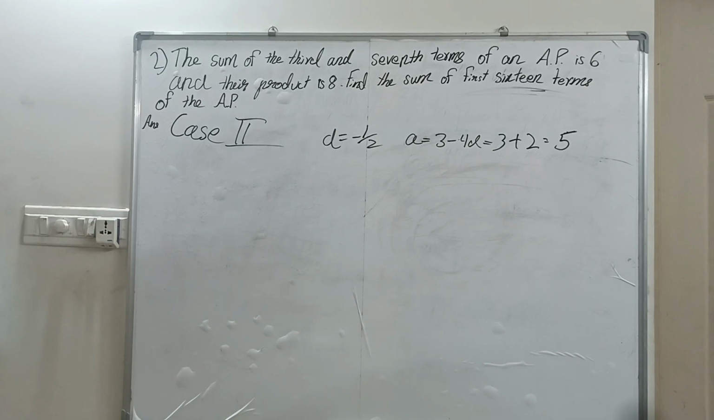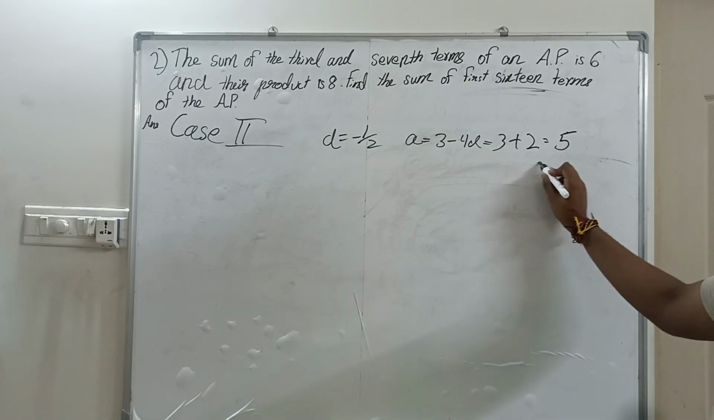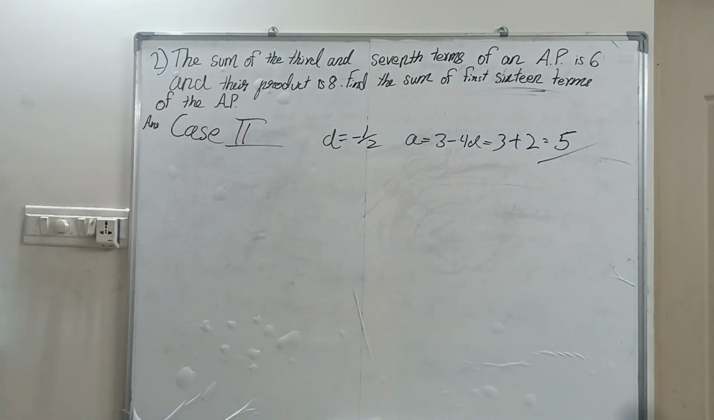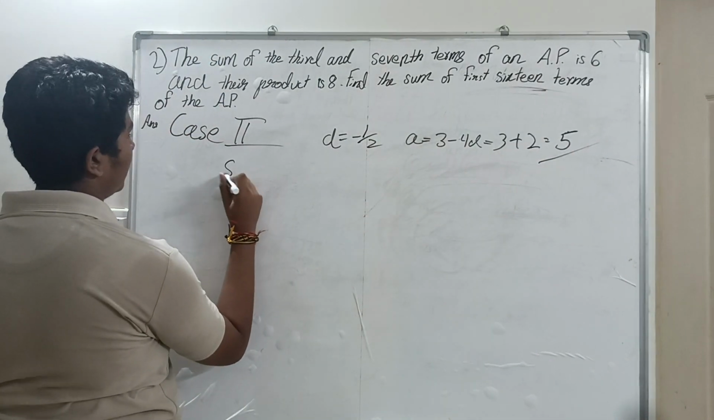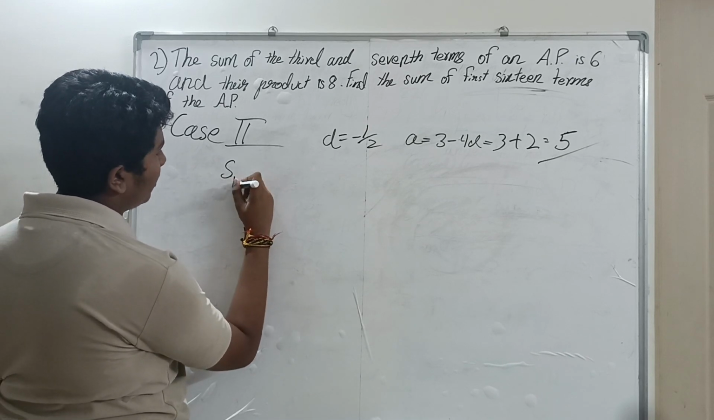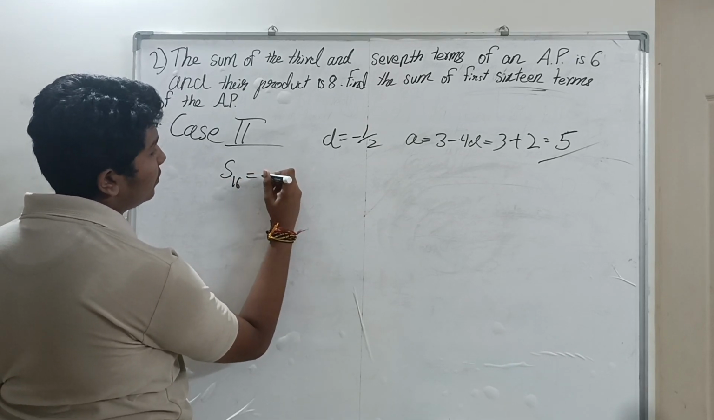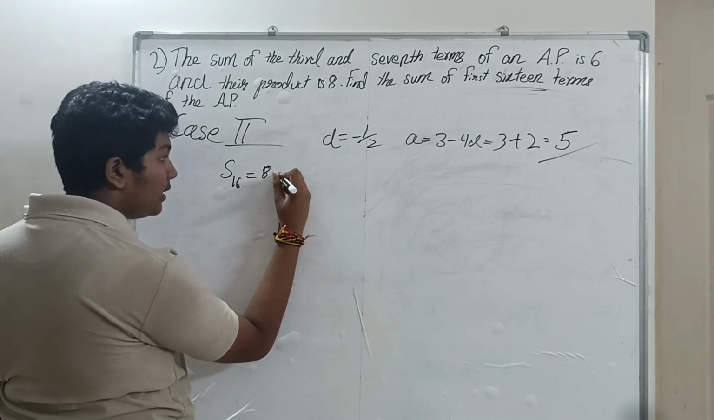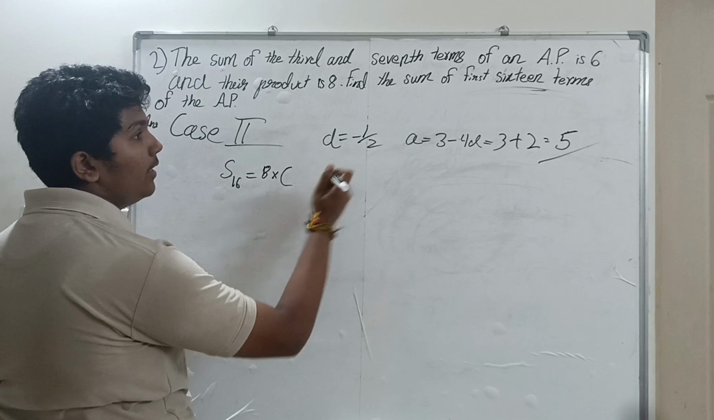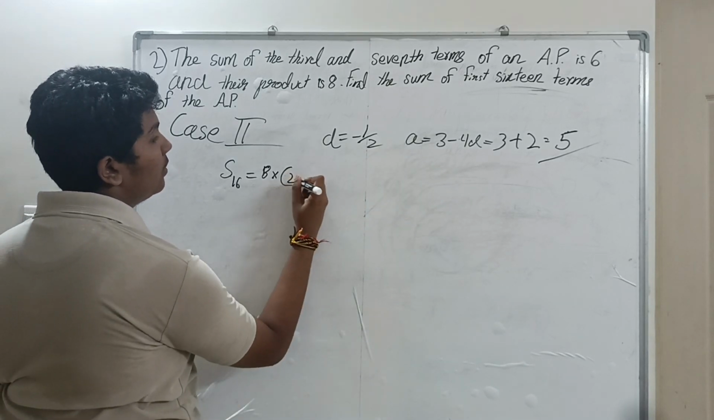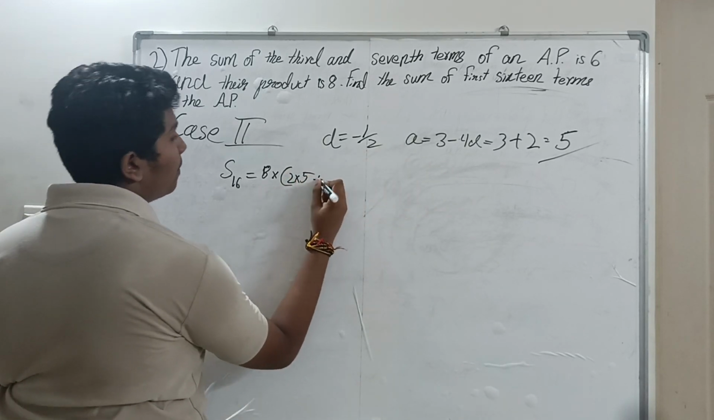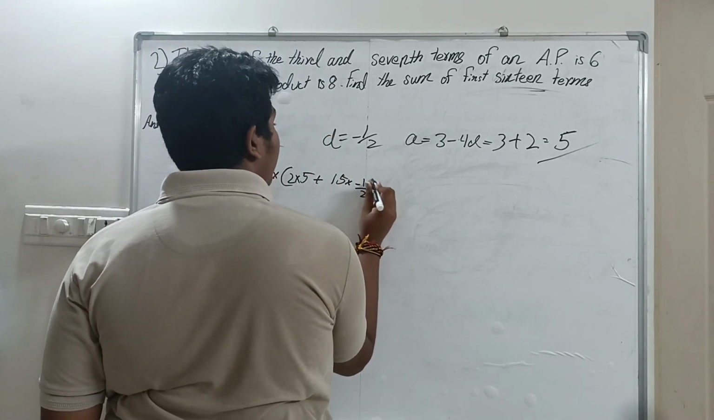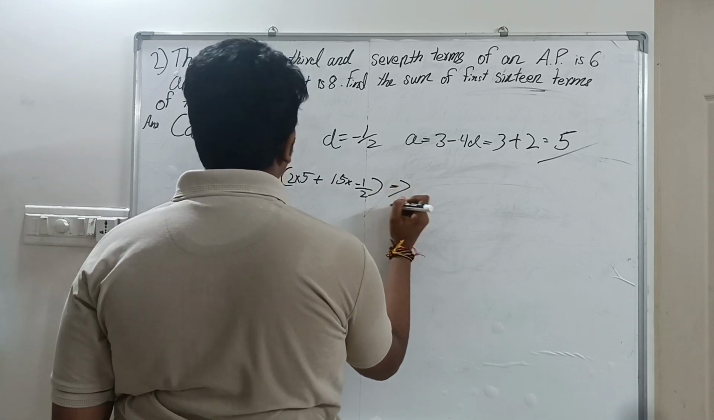Otherwise we got 1, right? A. Now we got 5. How do you solve this problem? Now the sum, right? So the sum we already got is 16, right? 16 is equal to 16 by 2, which is 8 into 2a, which is 2 into 5 plus 15 into minus 1 by 2.